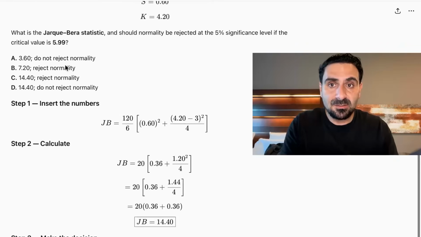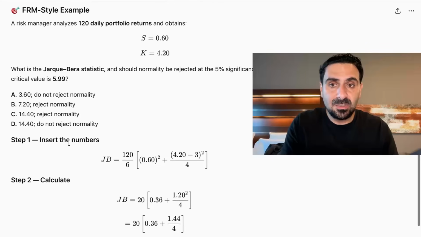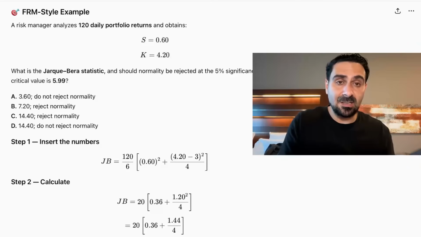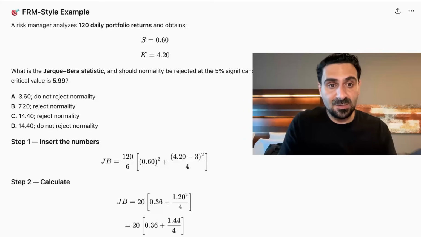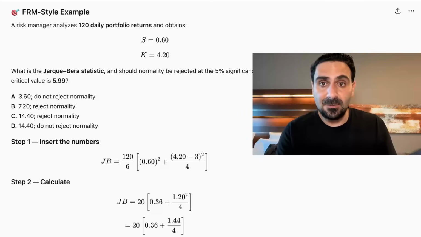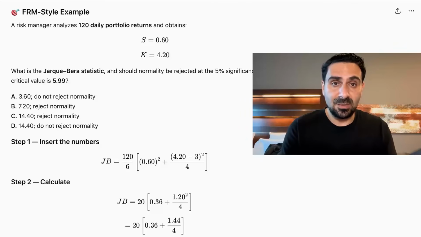So the correct answer is C, 14.4, and reject the hypothesis that's saying that the distribution is normal, which is the null hypothesis, and you will need to accept the H1, or the alternative hypothesis.